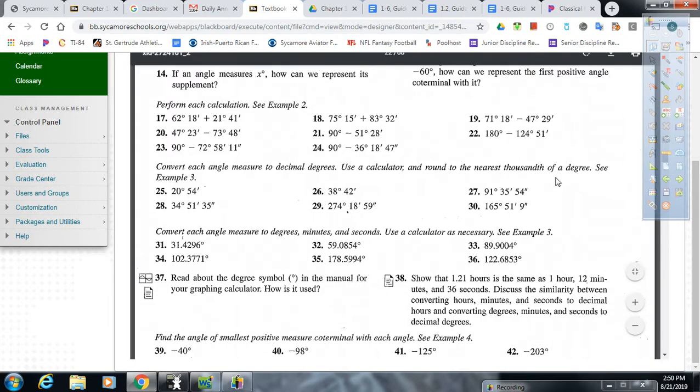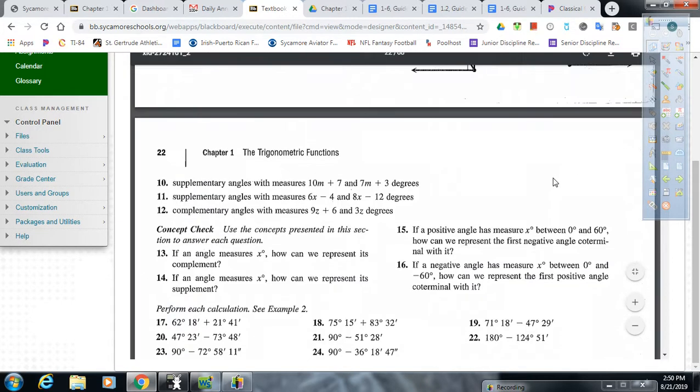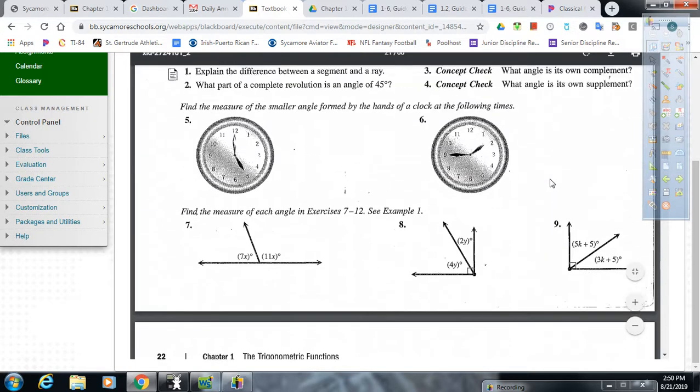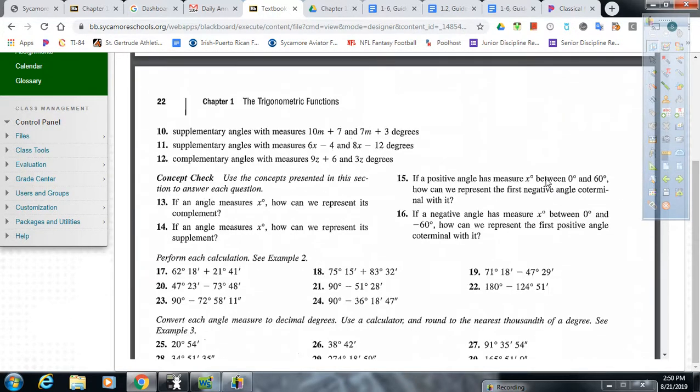So hopefully the notes helped you, and hopefully those little things helped you to solve those types of questions with the equations. All right, enjoy your Thursday.